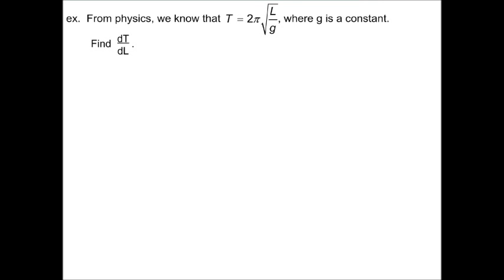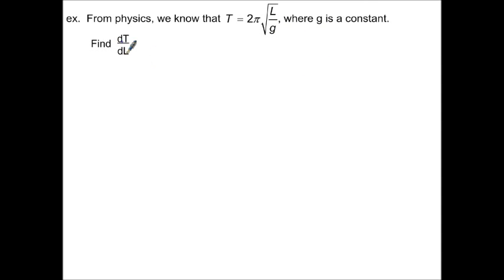Alrighty, nice little word problem-y sort of thing here, sort of. Alright, so from physics is a wonderful thing for calculus connections, but here we go. Okay, we know that the time it takes for a pendulum to swing is 2 pi times the square root of the length of the pendulum divided by gravity. Okay, so that's g for gravity, and here we go.